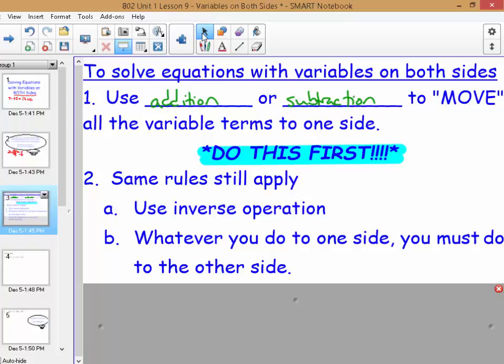If you subtract 2x on the right, you're going to subtract 2x on the left. If you add 3x on the left, you're going to add 3x on the right. Whatever you do to one side, you must do to the other.